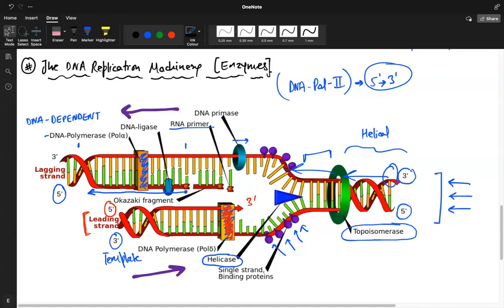Now, if a cell does not want to replicate its DNA, all it has to do is to keep the origin of replication covered, unexposed. Simple. So if your origin of replication is unexposed, DNA polymerase cannot bind there and cannot start replication. Does that make sense, everyone? Perfect.